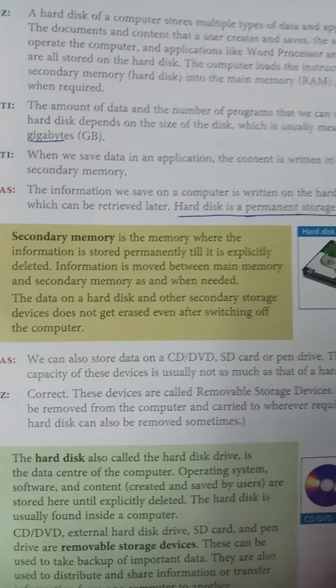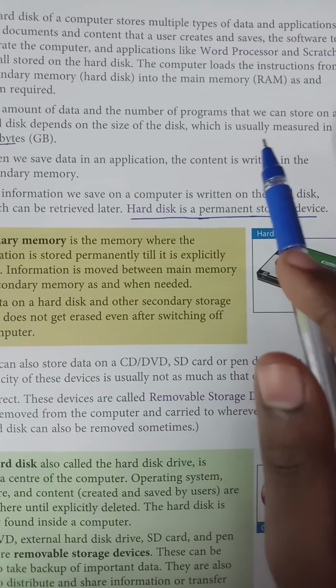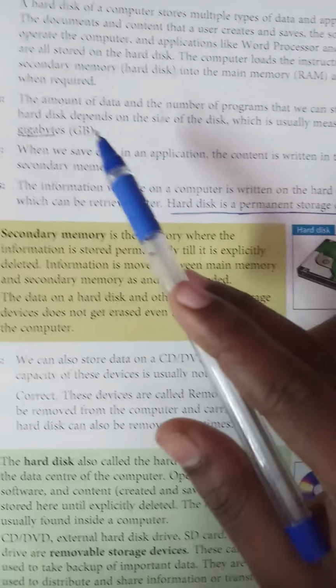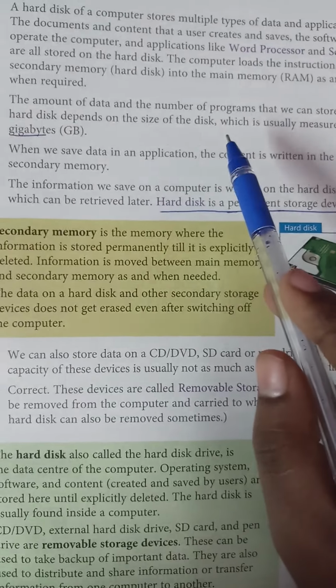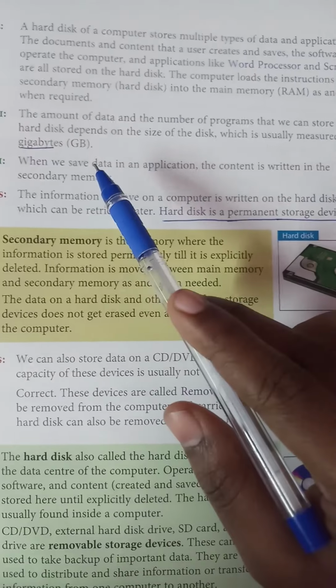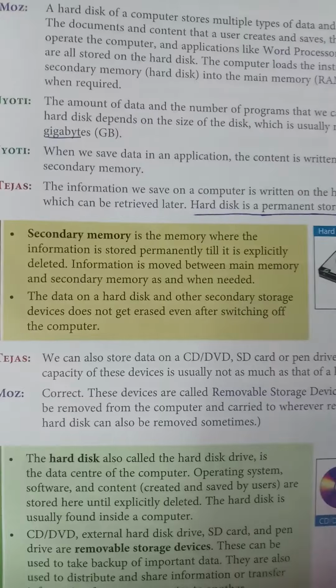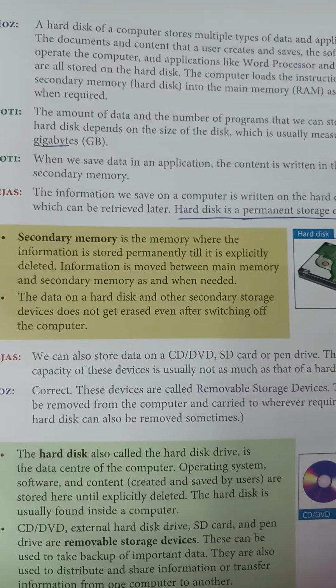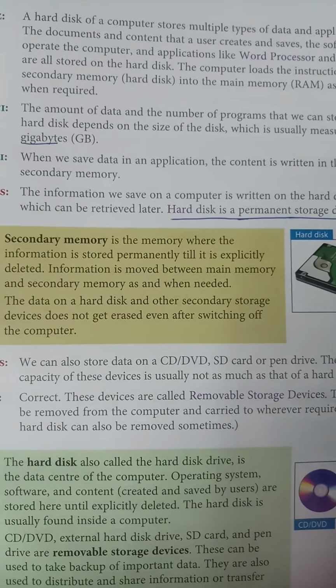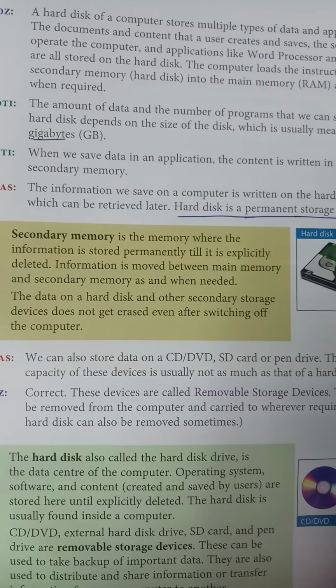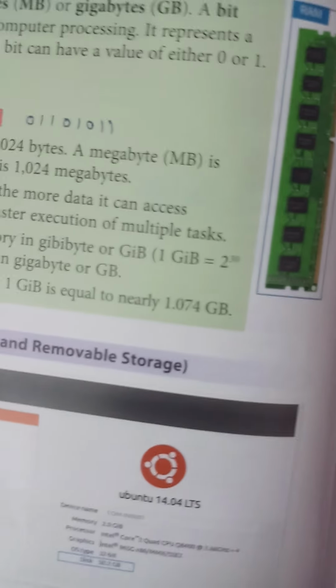It is saying the amount of data and the number of programs that we can store on a hard disk depends on the size of the disk, which is usually measured in gigabytes. So it depends on the hard disk size how much data we can store. It is measured in gigabytes. Here the disk is 50.2 gigabytes, GB.